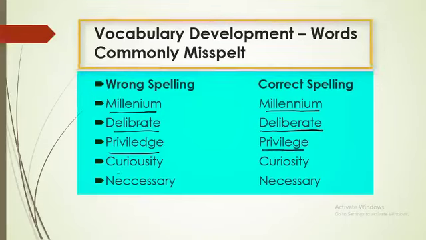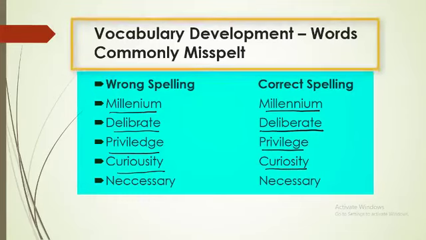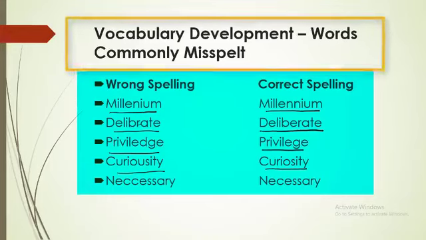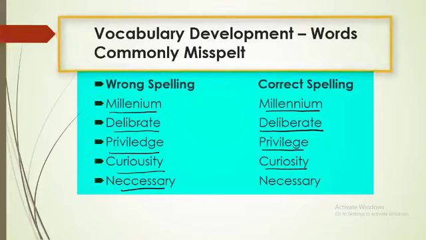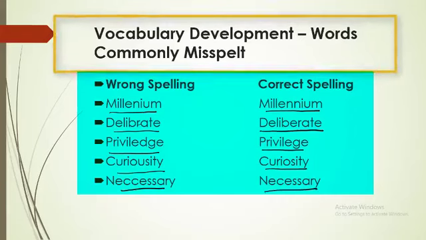Then we have curiosity. Okay? Please, this is the correct spelling of curiosity. But when you're spelling curious, it is with the O-U-S. When you're spelling curiosity, the U is not included. Then necessary. Some people use a double C. Please, necessary is single C, double S.